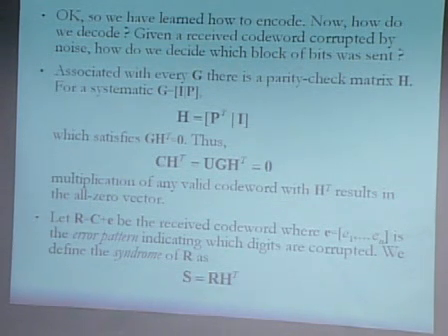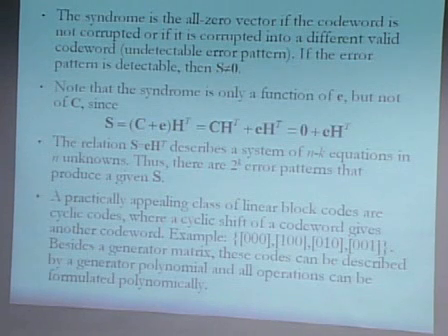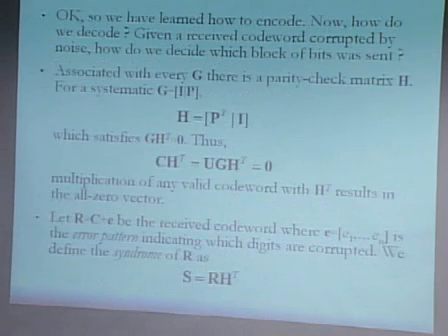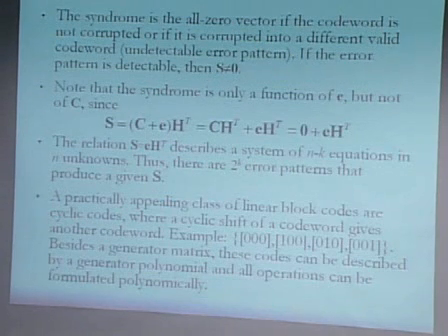Now, we can define the syndrome of this received vector R as the product of R times H transpose. Remember what I just told you. The syndrome will be the all-zero vector if the code word is not corrupted. If the R that we receive is equal to a code word C, then C times H transpose is equal to 0. So the syndrome is 0 if the code word we receive is a valid code word, so it has not been corrupted.